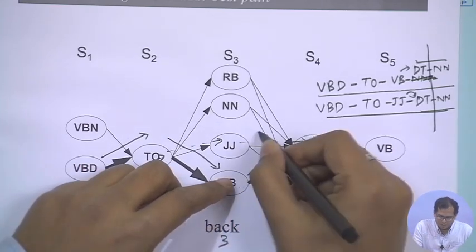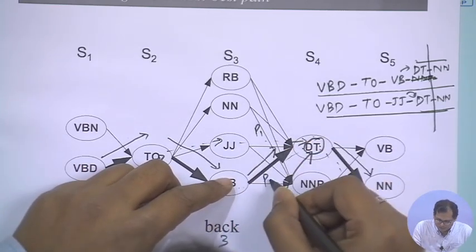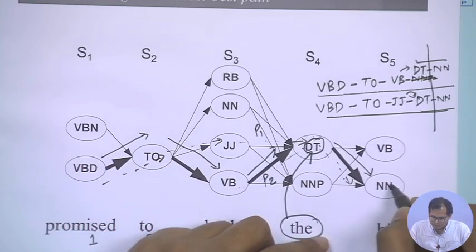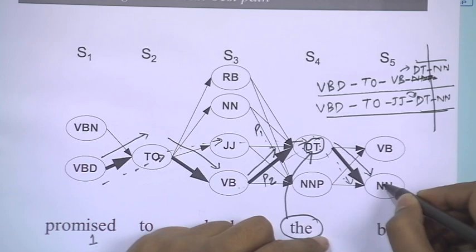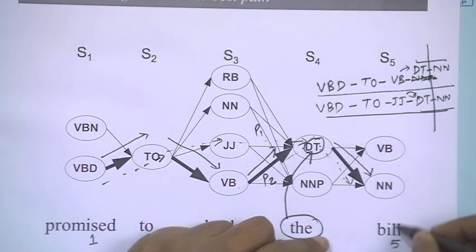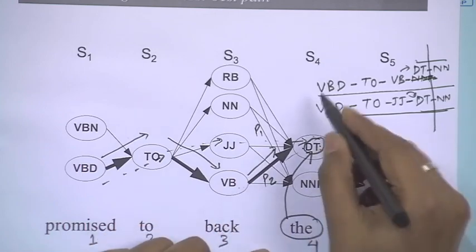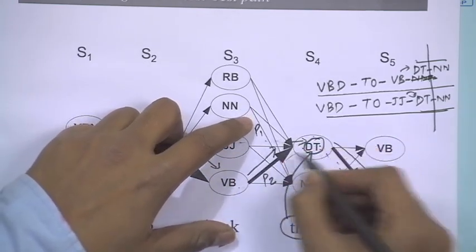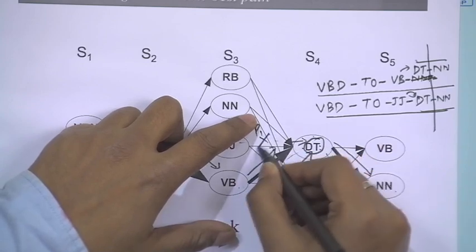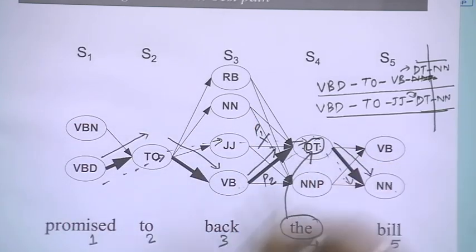Because if this probability is P1 and this is P2, the next probability will be shared. It will be times probability of NN given DT and probability of bill given NN. Okay, that will be shared across the two paths. So if I know at this point P2 is higher than P1, I can forget this path for going via DT. And this is the idea.